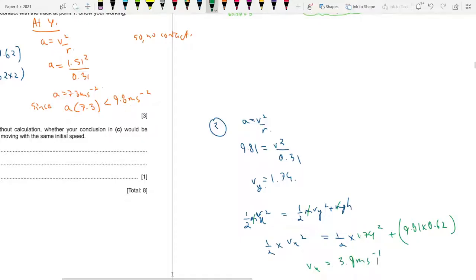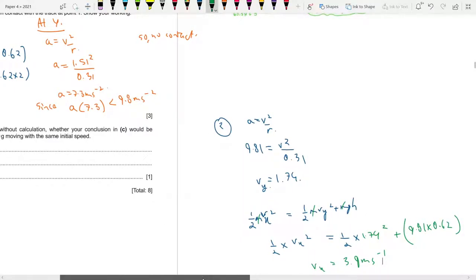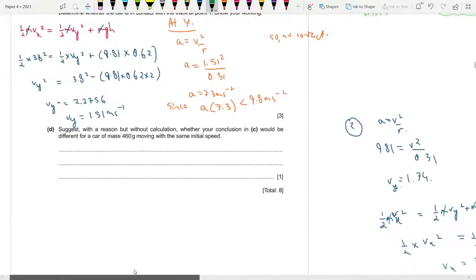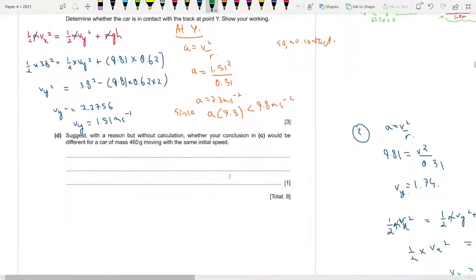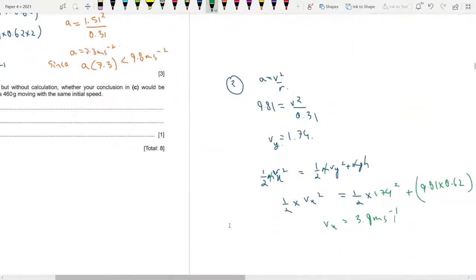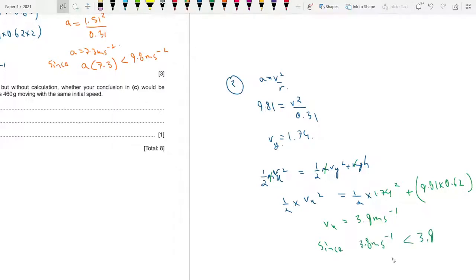So I need this minimum velocity so that I can have a minimum velocity of 1.74 meter per second at y. But what's our velocity? It's actually 3.8. Okay, so since our initial velocity 3.8 meter per second is less than 3.9, so no contact. That's the other way of solving it.